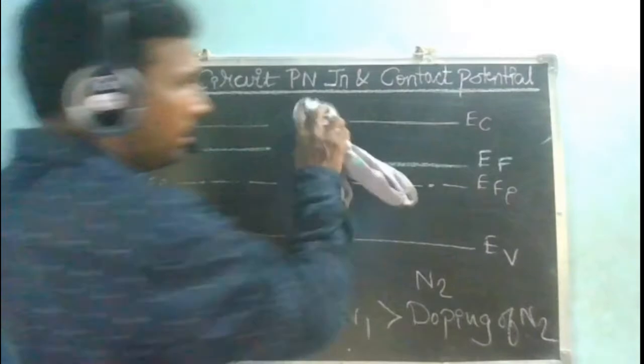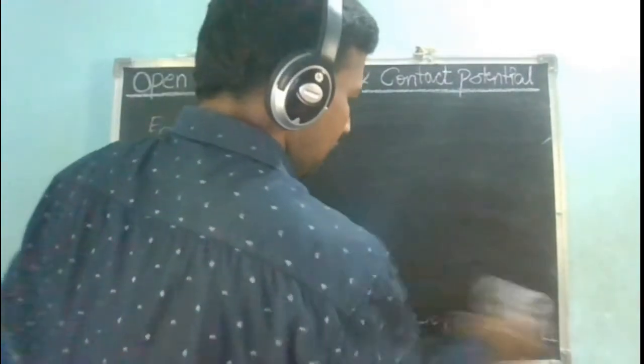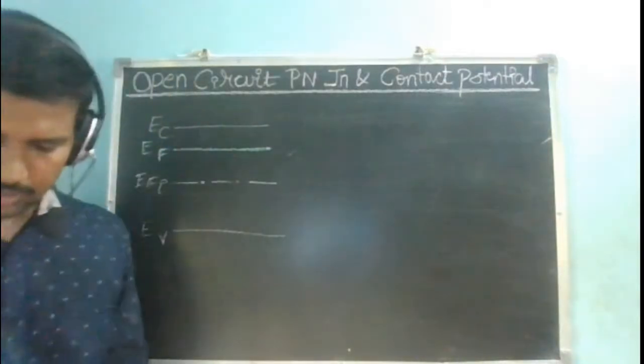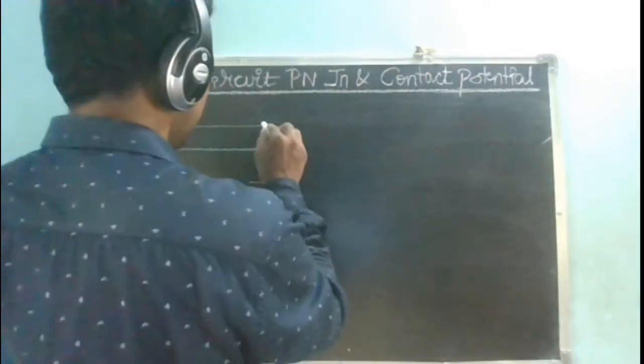So I will draw again the energy band diagram when the N1 N2 junction is formed.